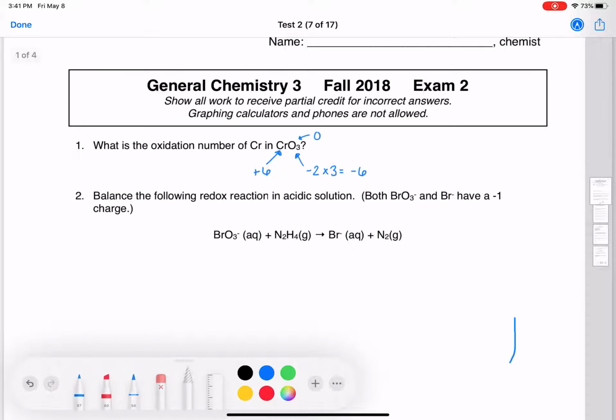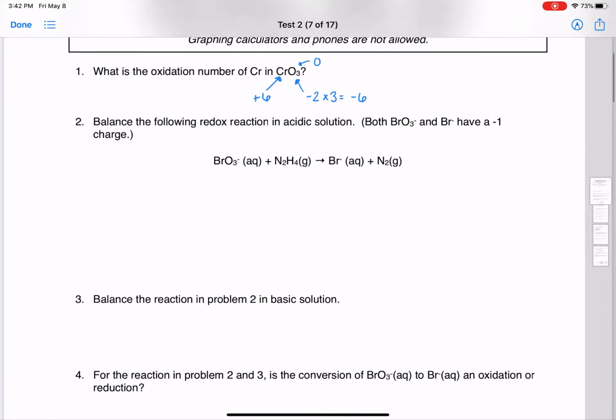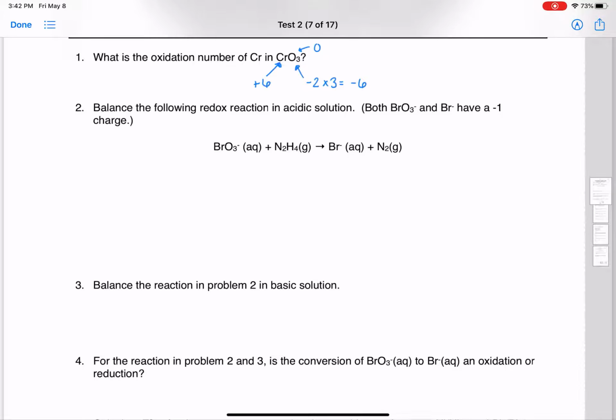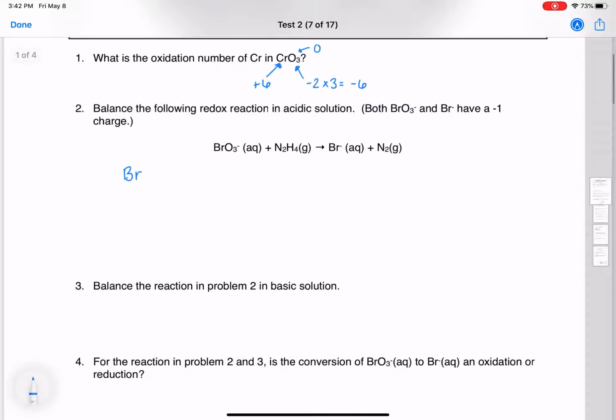Question 2: Balance a redox reaction in an acidic solution. It looks like I'm helping you out because the negative charges are kind of hard to see on there, so I've indicated that those BrO3 and Br each have a -1 charge. So the first thing that we need to do is separate into half reactions. We have BrO3 minus turning into Br minus, and then we also have N2H2 turning into N2.